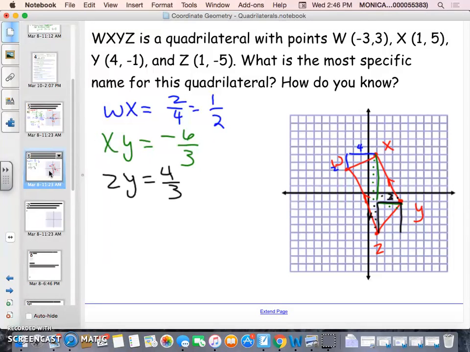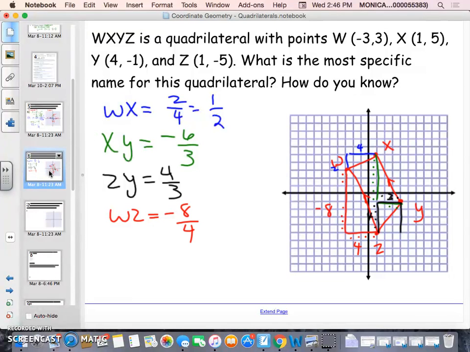And then lastly, I'm going to look from w to z. And so I'm going to go down and over. And I go down 8, 1, 2, 3, 4, 5, 6, 7, 8, and over 1, 2, 3, 4. So from w to z is -8 over 4.